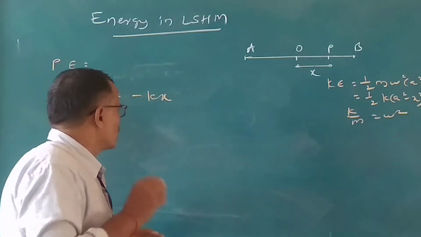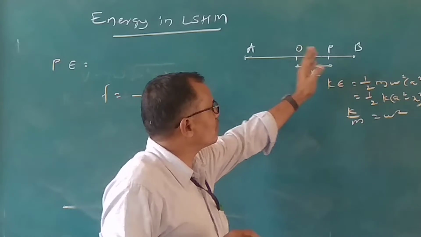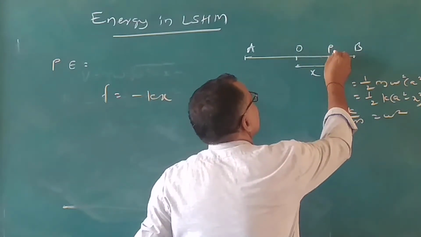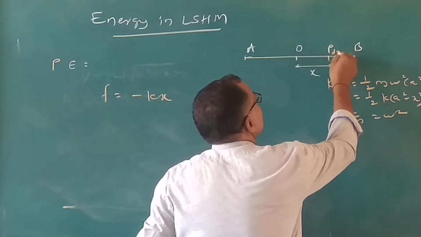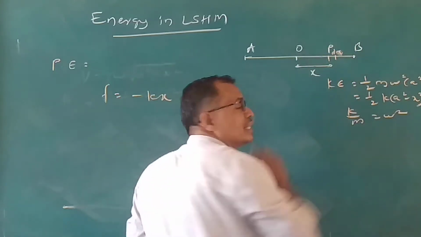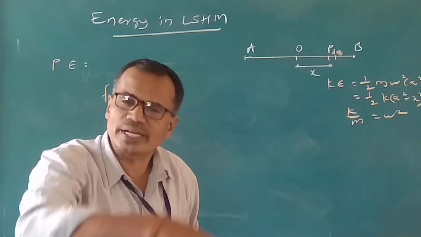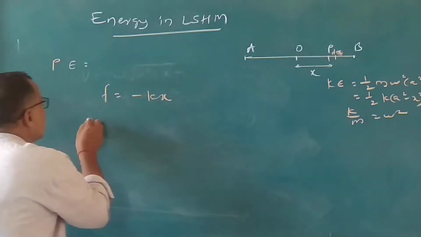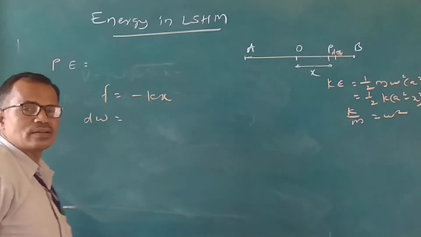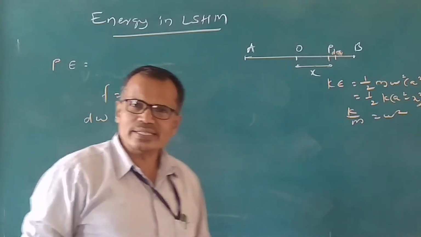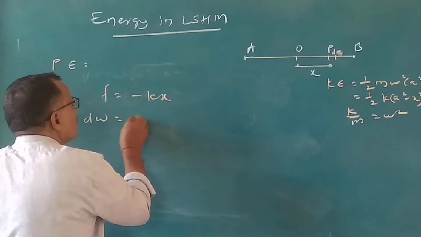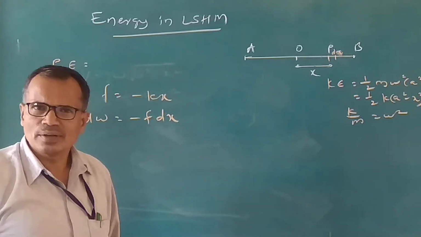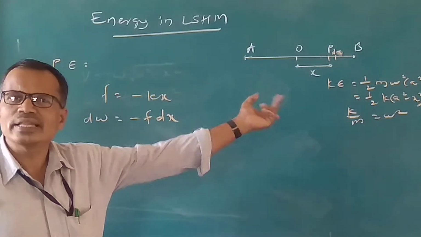Now suppose the particle is given a further small displacement dx. Then work is done on the particle. Let the work done be dW. Then the work done is dW = -F dx, because the force and displacement are opposite.